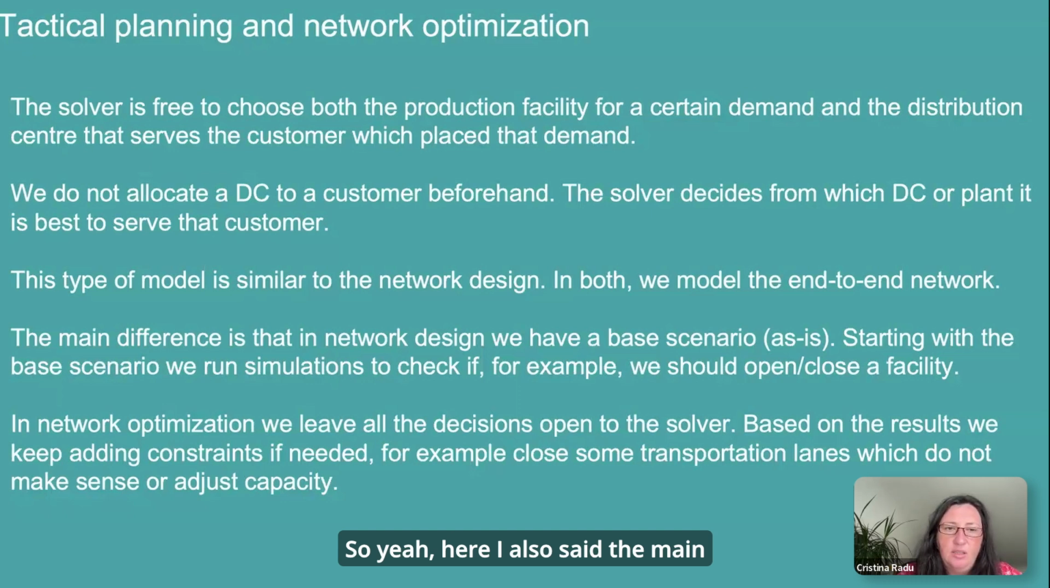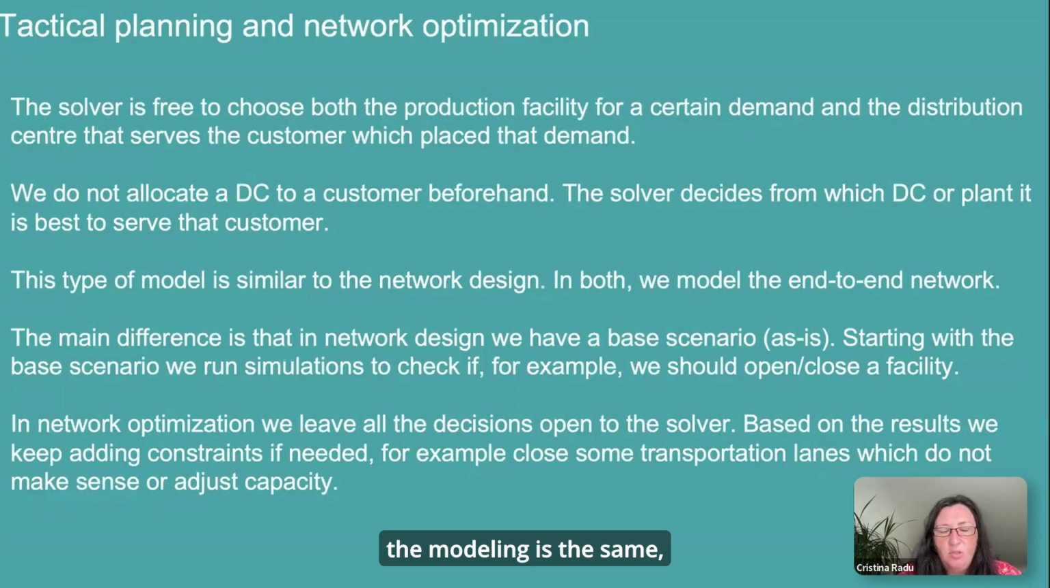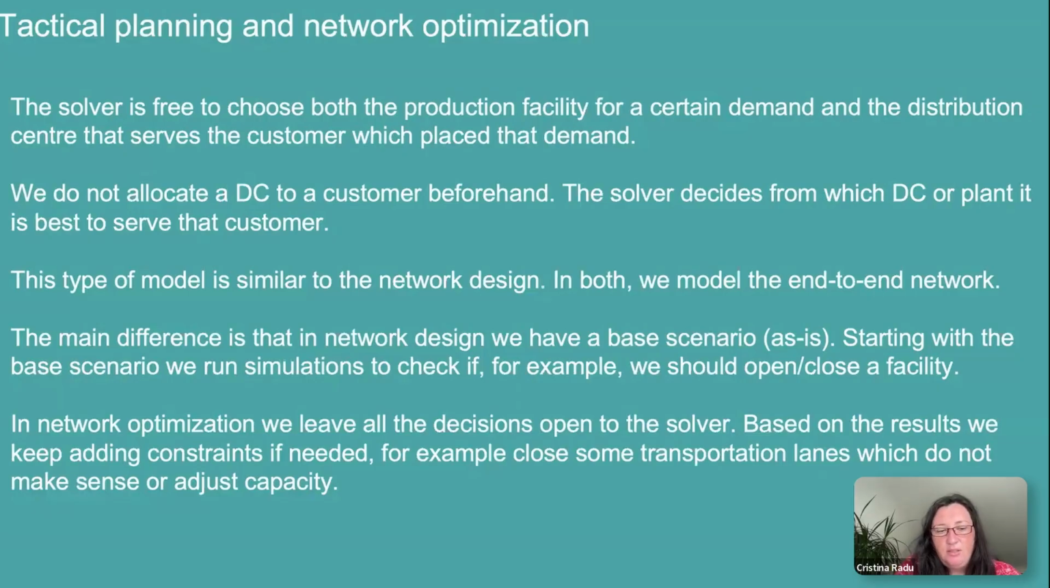So here I also said the main difference is the network design. You have this base scenario, and then you always compare. In network optimization, you need to just leave it open, and then sometimes you add some restrictions. As I said, the modeling is the same, the same equations, but some constraints are a bit different, and also the data granularity and the way you use it, basically. So mathematically it's the same model, but the question is how do you interpret the results? What do you need to look at?